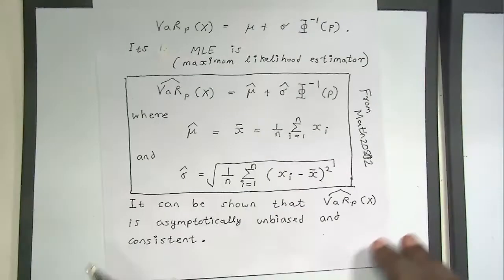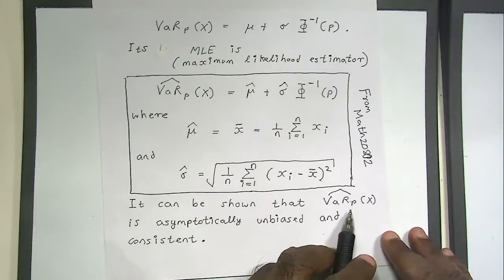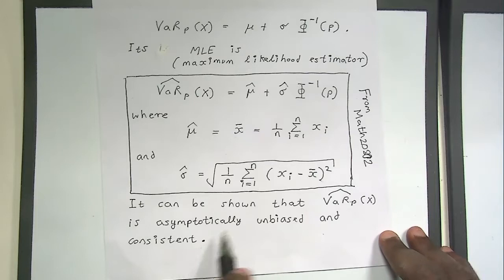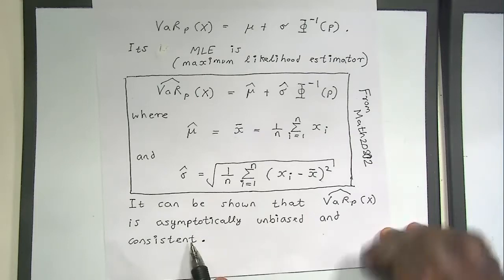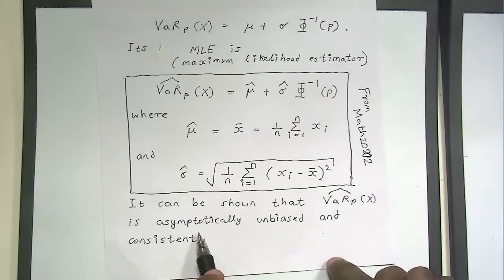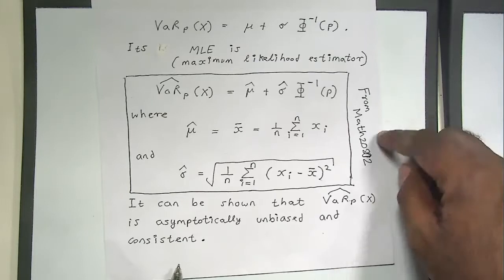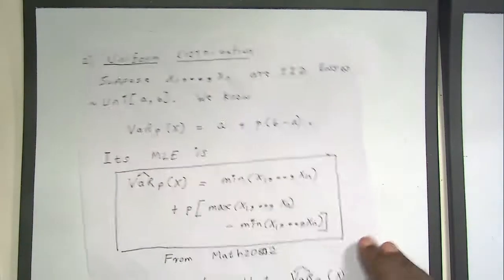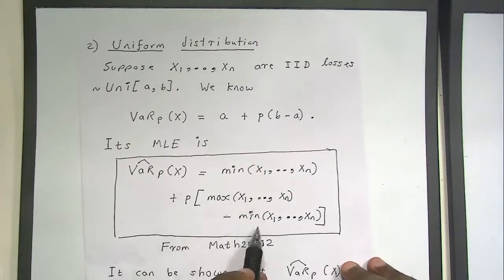And it can be shown that the estimator is asymptotically unbiased and consistent. And once again, unbiasedness and consistency are defined in this course, right? And then that's the normal distribution. Then I talked about the uniform distribution. In this case, the estimator for VAR is given by this formula.